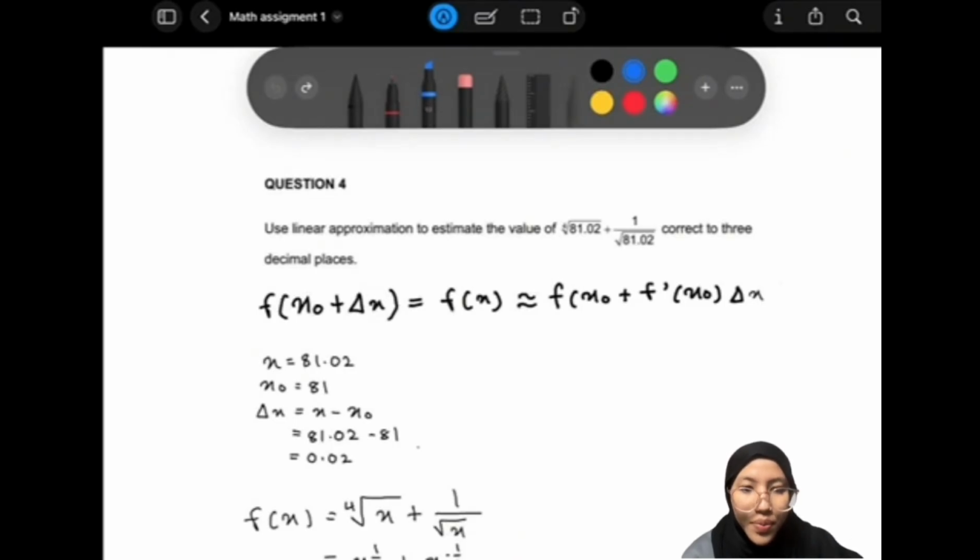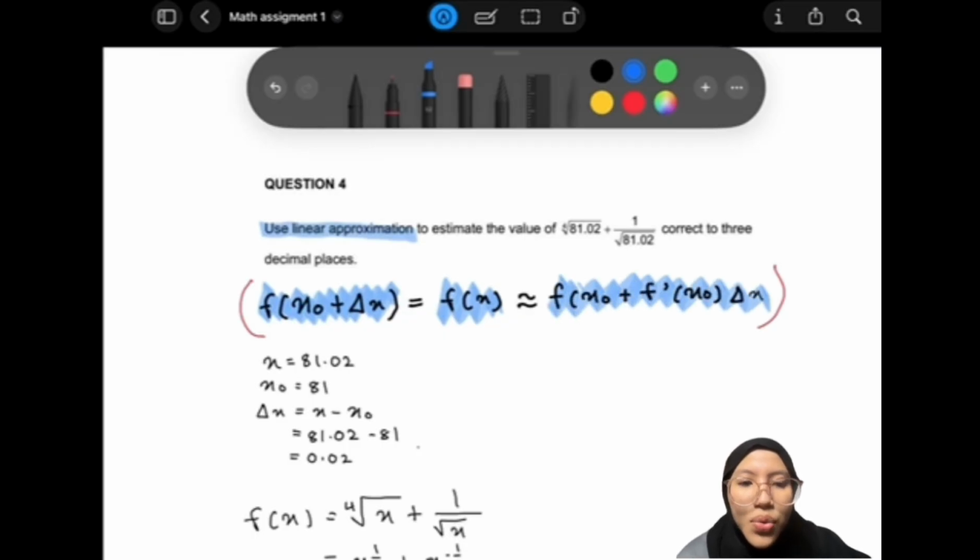Today I want to share how to solve a question using linear approximation. Okay, first we have to know the formula. The formula for differential approximation is f(x naught plus delta x), which is approximately f(x naught) plus f prime(x naught) delta x.